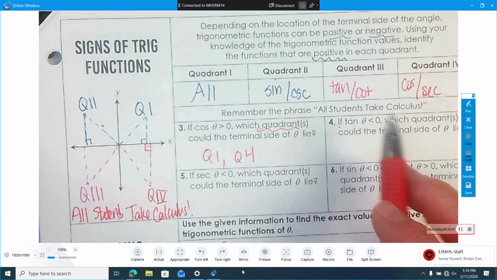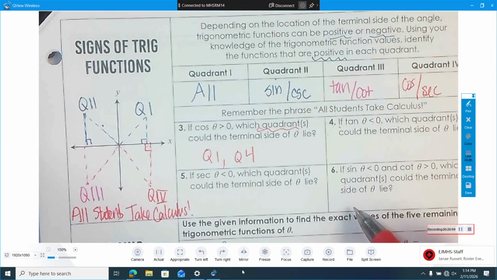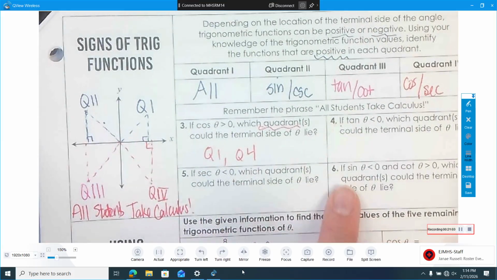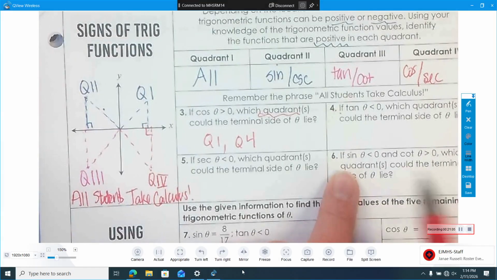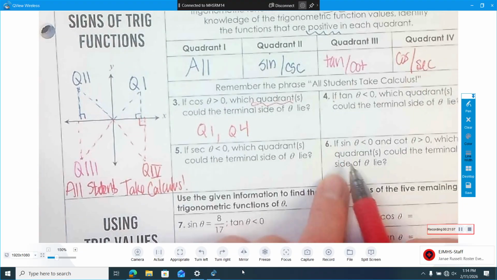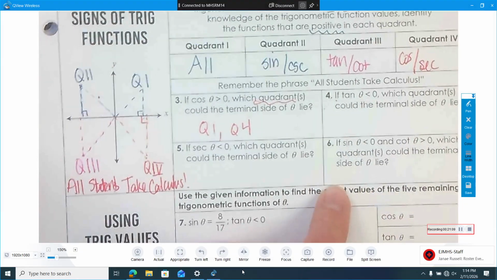If, let's not do that. I don't want to do any more. If they're asking for positive, that one's negative, so it's harder to think of. Let's look at this one. Let's look at number 6.